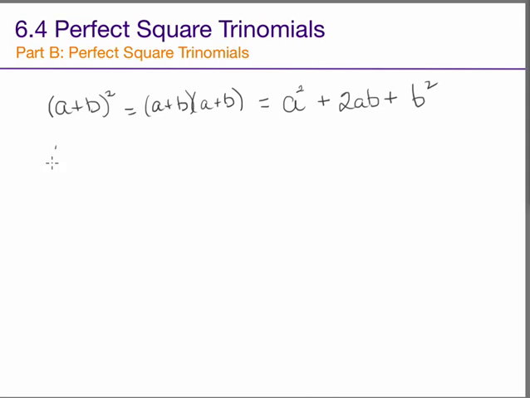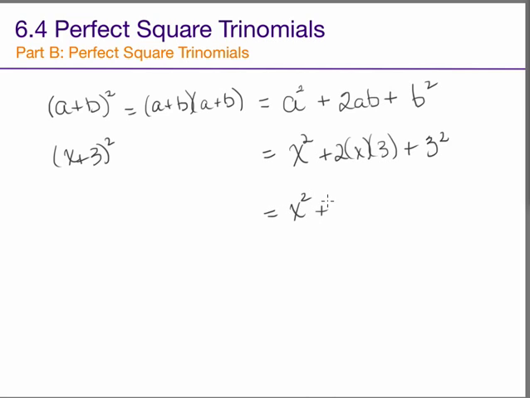If you had, for example, (x + 3) squared, you could write it as x squared plus 2 times x times 3 plus 3 squared. And that simplifies to x squared plus 6x plus 9. But you can also just use distribution.